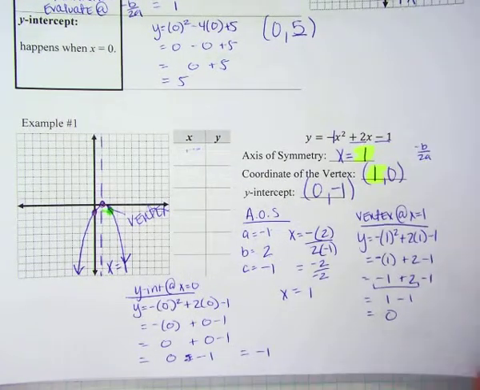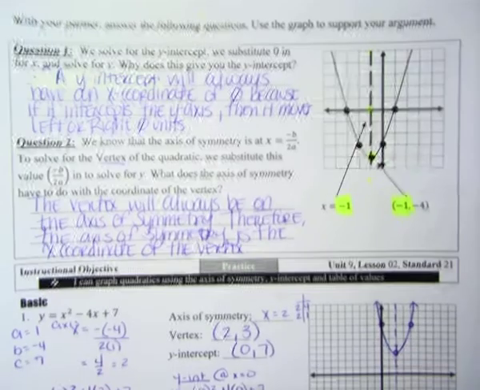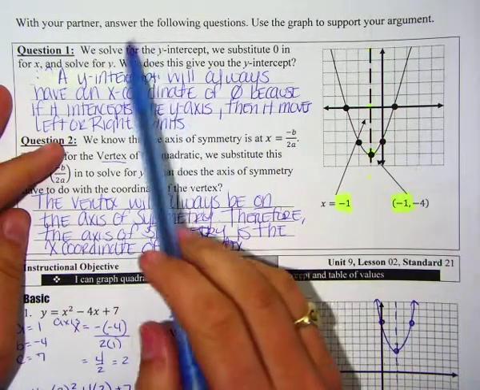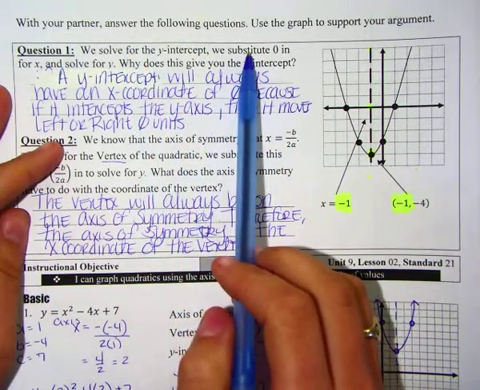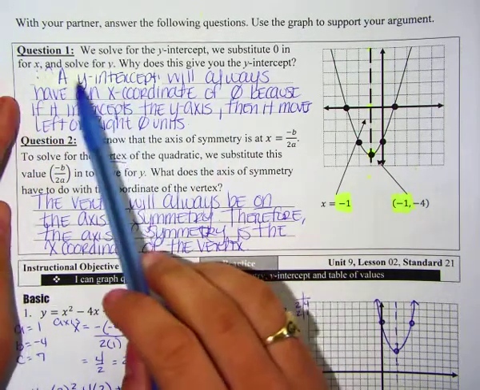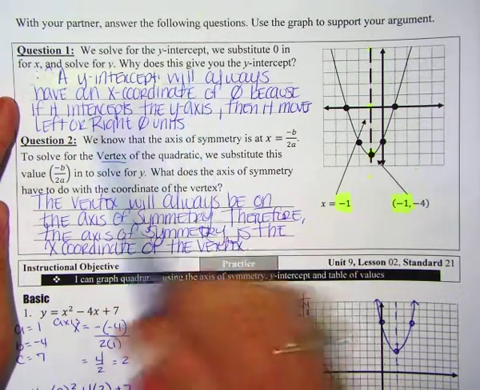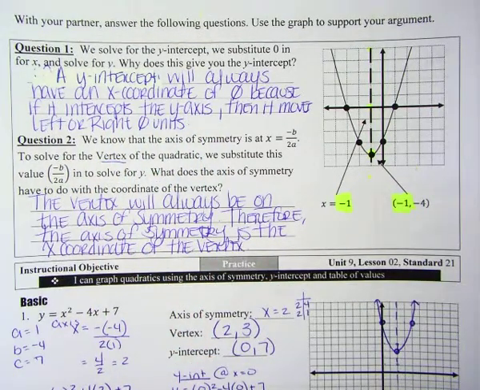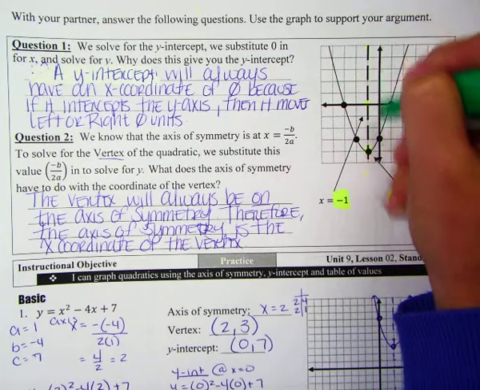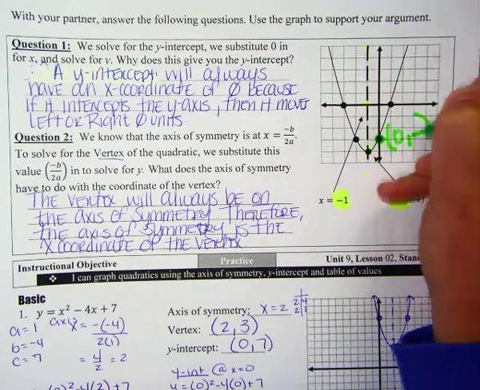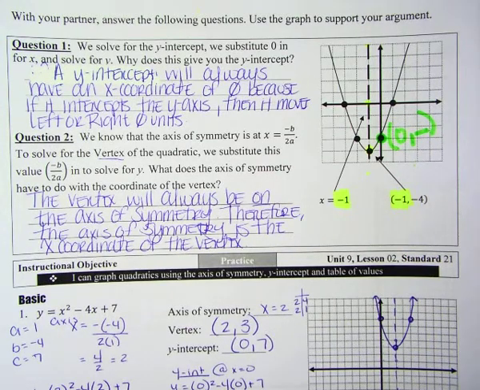So, a couple important things that I want you to think about. I answered these questions, I'm just going to review it. So, we solve for the y-intercept. We substitute in 0 for x and solve for y. Why does this give you the y-intercept? Please remember that a y-intercept will always have an x-coordinate of 0. Because if it intercepts this axis, the coordinate will always be 0, comma something. Because it moves left or right, nothing.